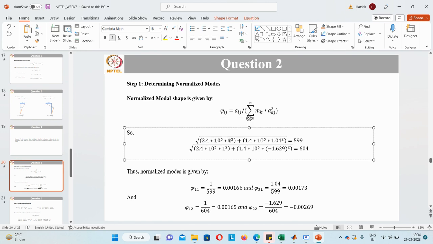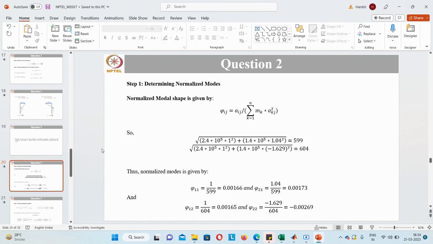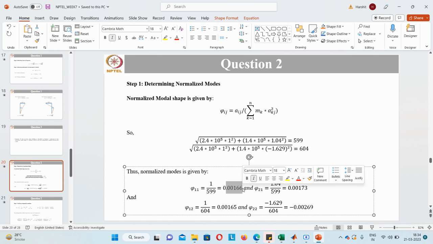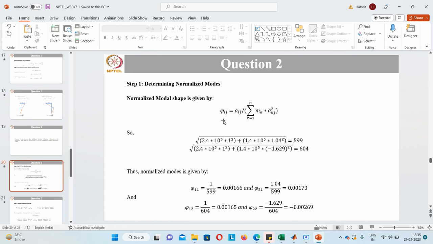If we assume that the deformation of the first floor is unity, and with respect to the deformation of the first floor we obtain the deformation of the second floor, then by multiplying the mass with the square of deformation we can obtain a normalized value which helps us calculate the actual deformation of the floor. Okay, so this was the basic concept behind this equation and how these values are normalized. So this was step one, determining the normalized modes of vibration.